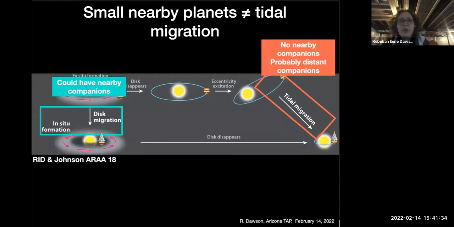So we usually don't see nearby companions. We're just starting to learn about what kind of distant companions might be in the system and whether they're suitable for leading to this high eccentricity migration. There's been a lot of work done on this, so I'll just highlight one result today. And I'll also bridge to the same questions for these close-in hot Neptunes.